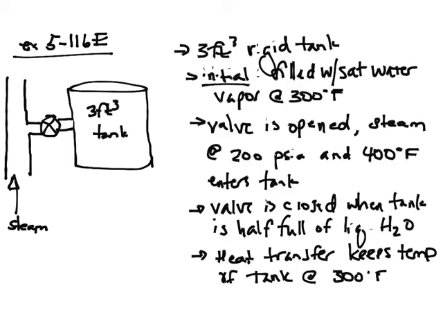Now a valve is opened. I'm going to indicate the valve here to you in blue. So there's our valve. Our valve is open, connecting our tank to a steam line where steam is flowing at 200 psia and 400 Fahrenheit. Now that steam enters the tank until the tank is half full of liquid water, at which point the valve is closed. And we're told that heat transfer keeps the temperature of the tank at 300 Fahrenheit.